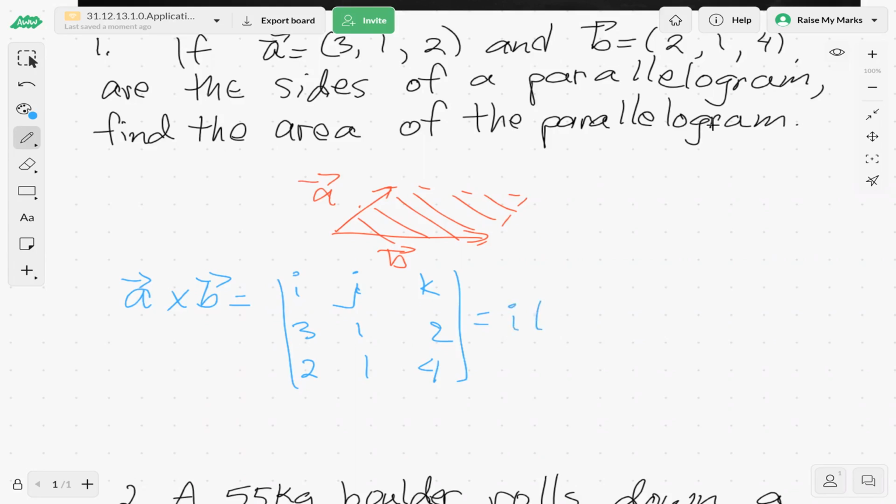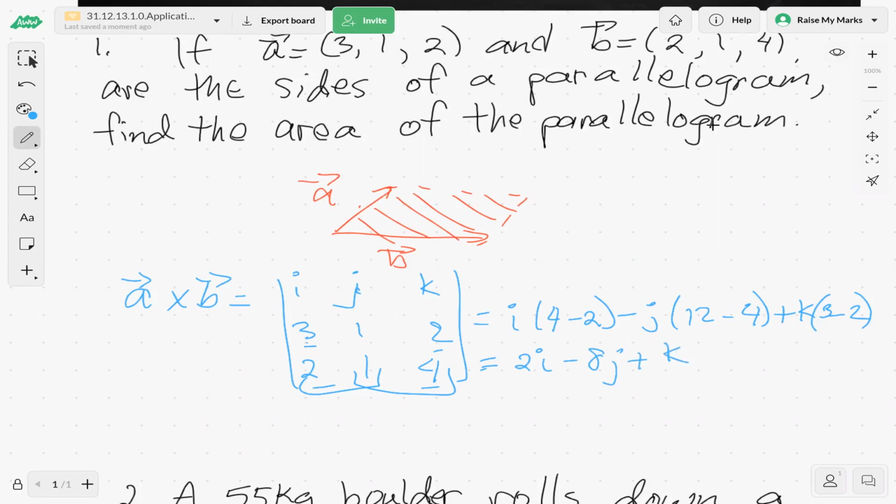So the coefficient of I is the first box, so 4 minus 2. Minus J, the coefficient of J is 3 times 4 is 12, minus 2 times 2 is 4. Plus K, the coefficient of K is our second box, so 3 minus 2. And we have 2I minus 8J plus K. Now that's a vector, so we want the magnitude of this vector, the magnitude of A cross B.